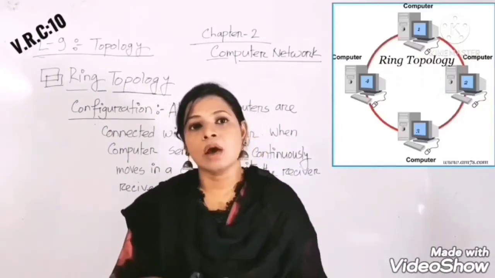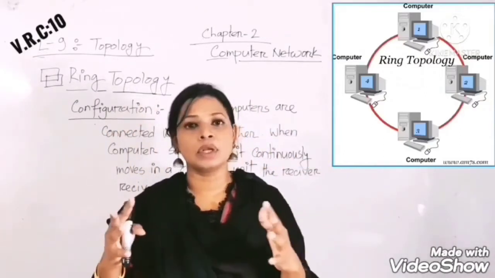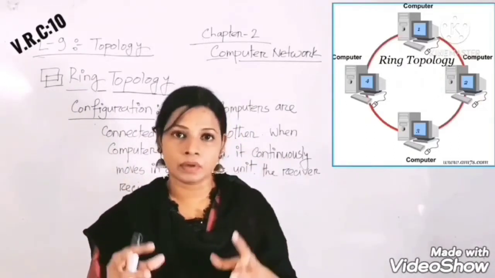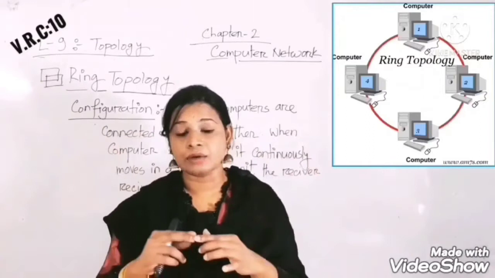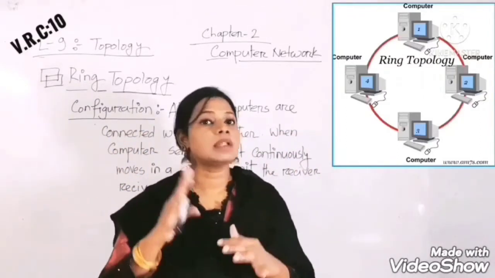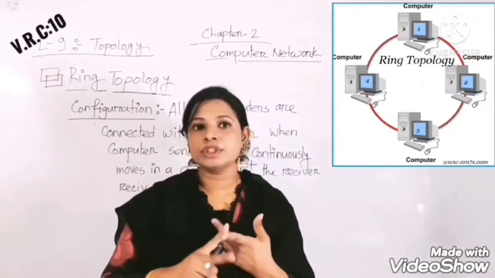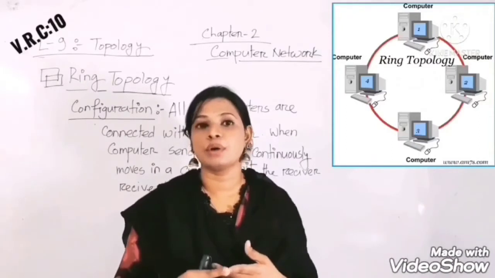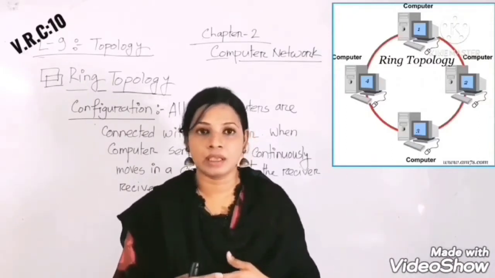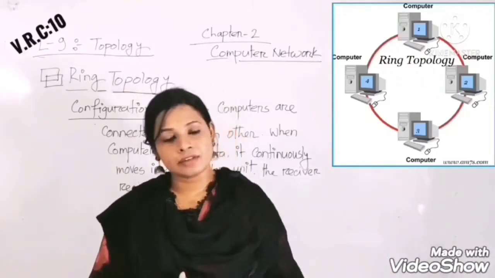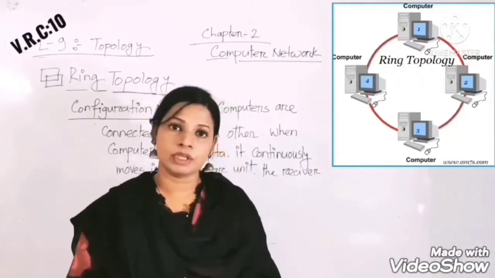Another thing, it will always stay in the circular way. It's not that it can stay in a scattered way. The shape we are telling is circular, that means the configuration will always be circular. The main thing here is that one computer will connect with 2 more computers. That's the important thing. Now I will show the advantages and disadvantages of ring topology.